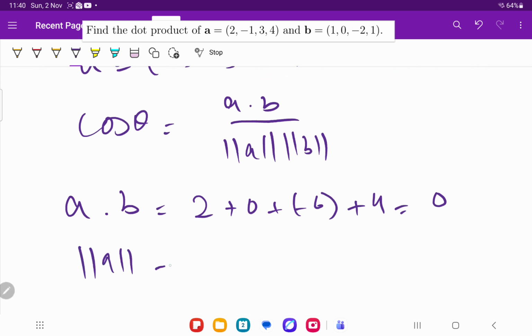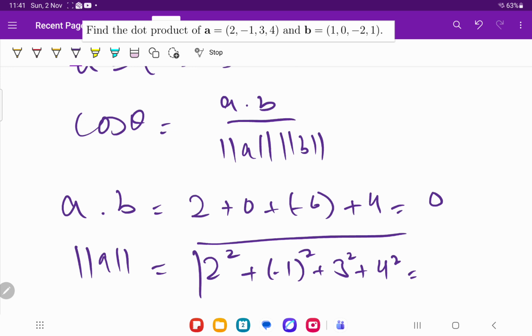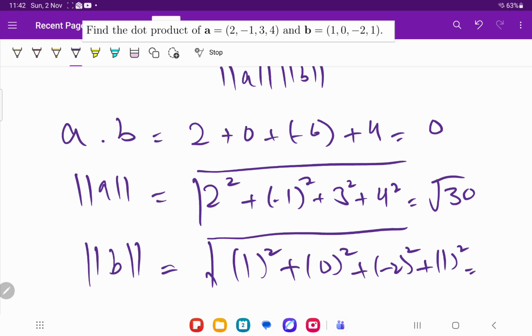And the norm of A is 2 square plus minus 1 square plus 3 square plus 4 square. 4, 1, 5 and 9, 14 and 16 is 30. So the square root of 30. And the norm of B is square root of 6.